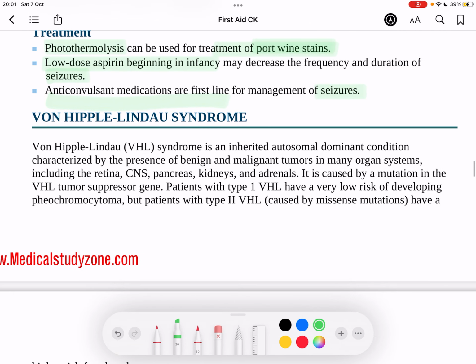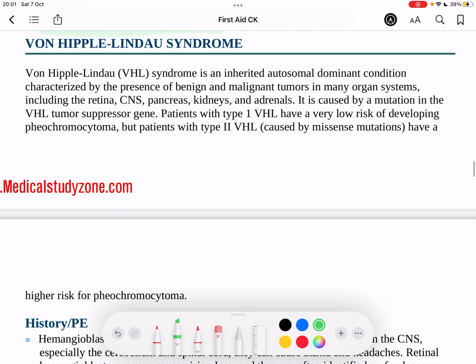Great, now we're going to move on to von Hippel-Lindau syndrome. Von Hippel-Lindau syndrome is an inherited autosomal dominant condition characterized by the presence of benign and malignant tumors in many different organs. The main areas that we look at are the retina, the CNS, the kidneys, and the adrenals. They've put pancreas here, but I was more aware of the retina, CNS, kidneys, and adrenals being the main four.